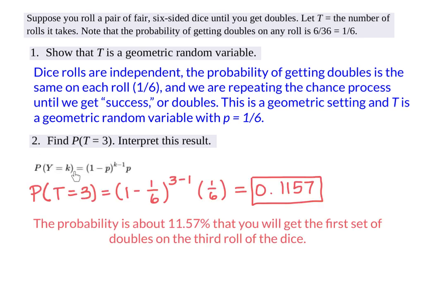So we take our probability formula, and we plug in T for y and 3 for k, because that is what we're asked to do. So 1 minus the probability is 1 minus 1/6. k minus 1 is 3 minus 1, times the probability, which is 1/6, and we get approximately 0.1157, which is the following. The probability is about 11.57% that you will get the first set of doubles on the third roll, or our k value, of the dice.